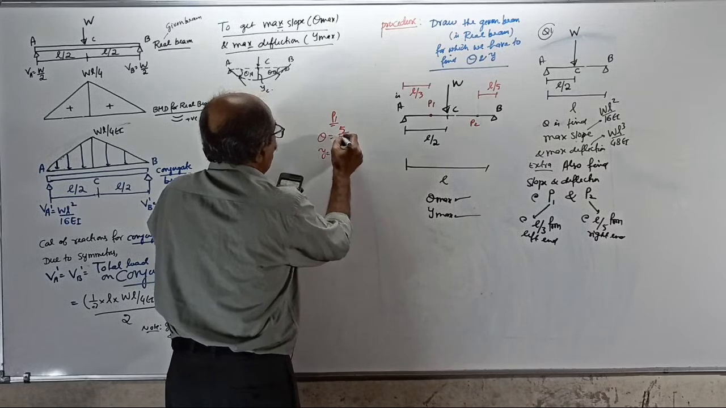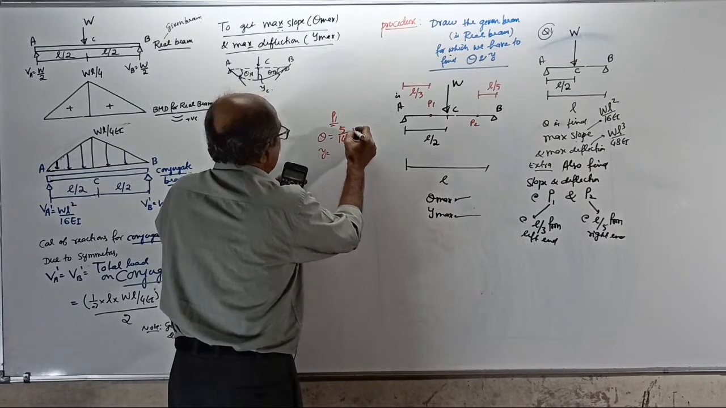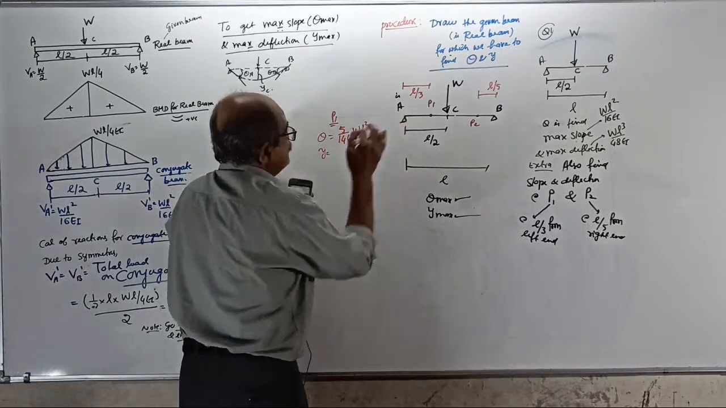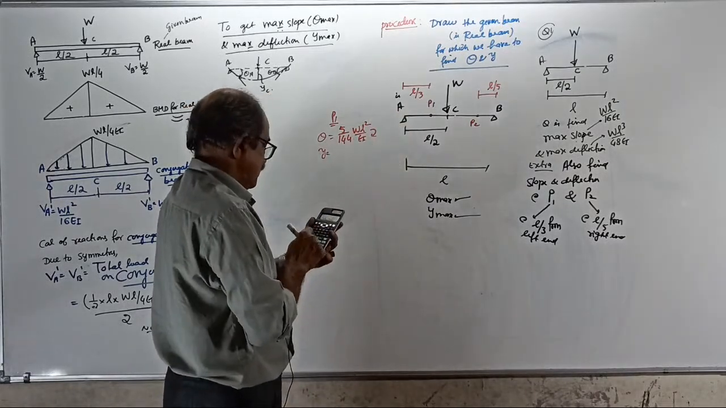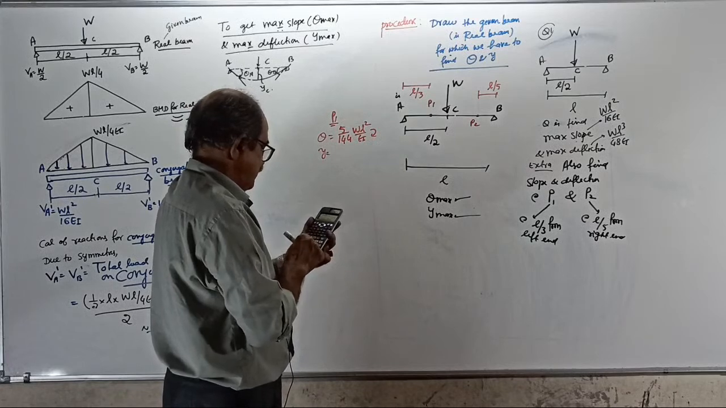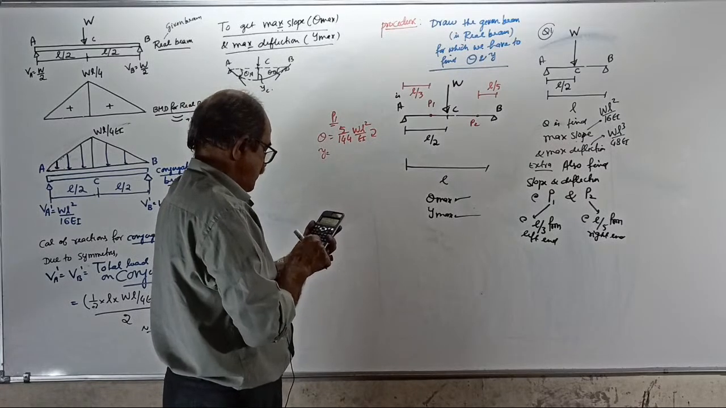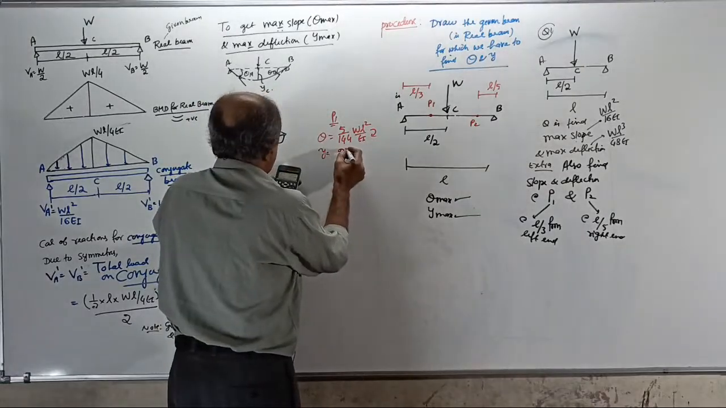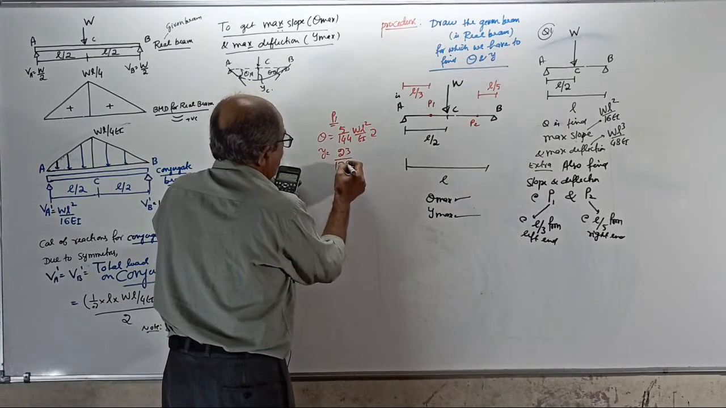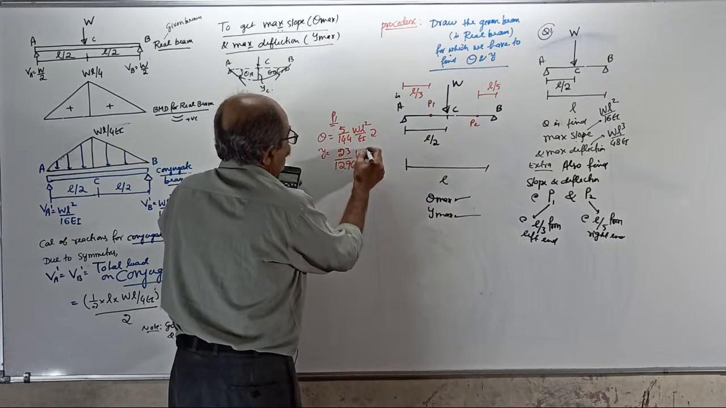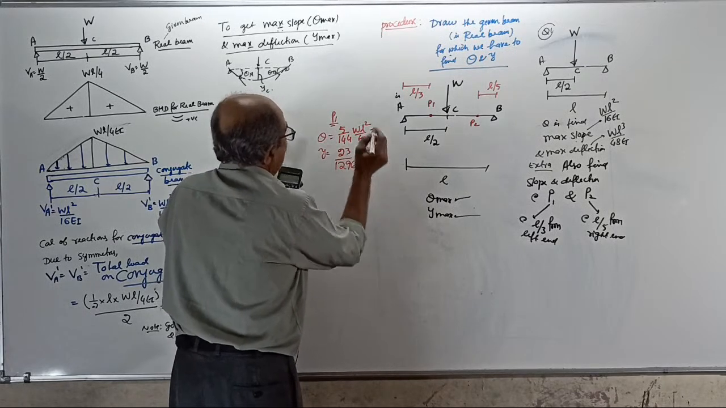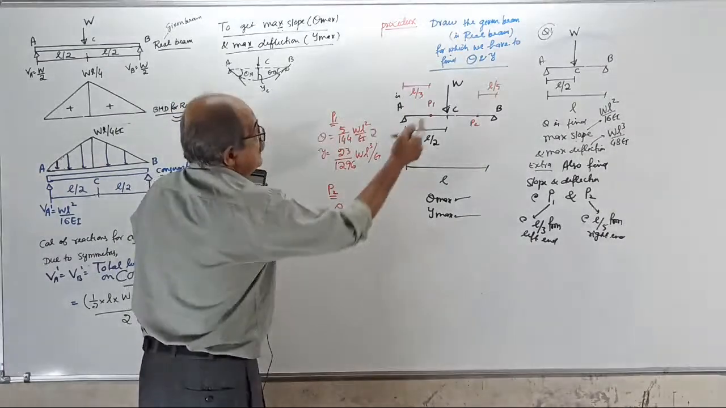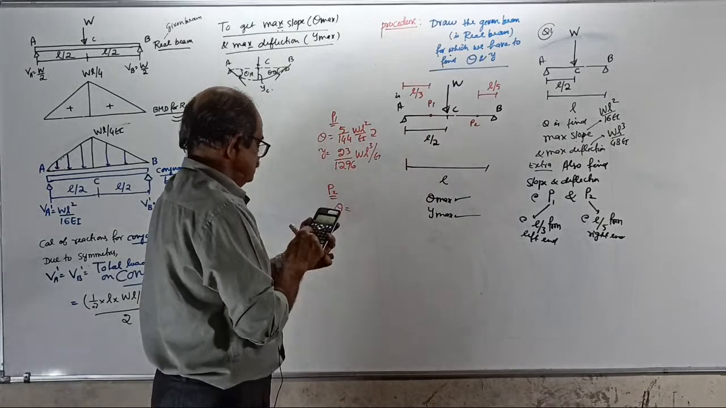Five by 144 WL square by EI, clockwise, deflection. (23 by 1296 WL cube by EI). And at that point P2, slope.